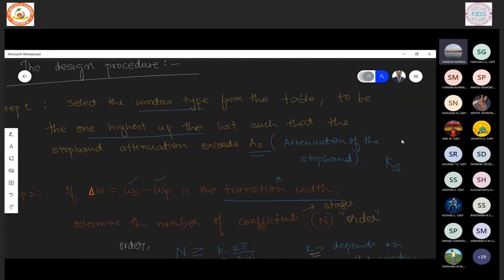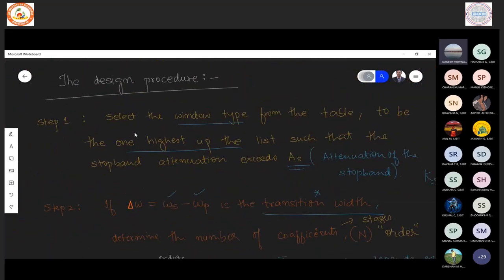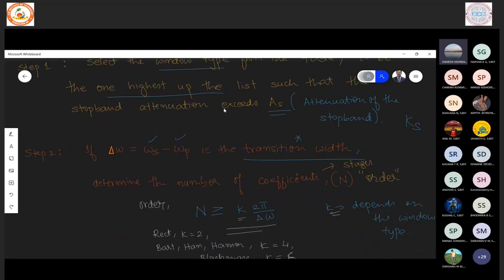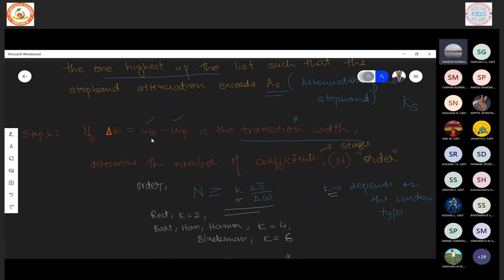The procedural steps for designing are these. Step 1: select the window type from the table I just showed you, to be the one highest up the list such that the stop band attenuation exceeds AS. AS will be given in the problem, the attenuation of the stop band. So the one which is in the list and which satisfies that requirement we will select. In step number 2, delta omega is called the transition width. It's the difference between omega s and omega p. This is determined, and from this we can find the order.